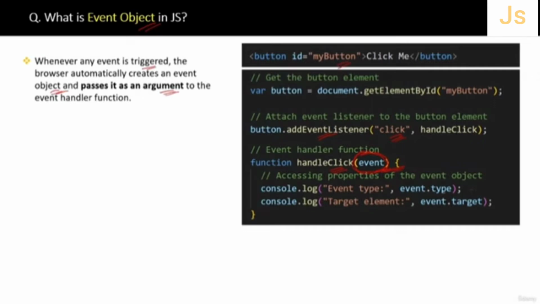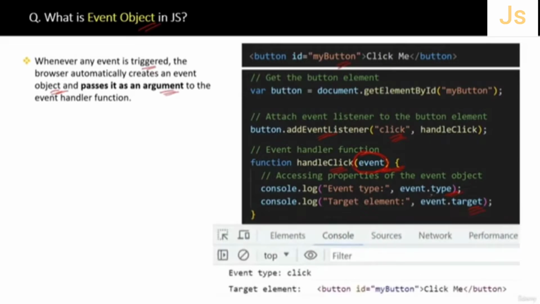Okay. Now the question is when we need it, right? For example, if you want to get some information about the event that is just triggered, then you can use it. Like here, you can get the type of the event, or you can get the target of the event on which the event is triggered. So basically, if you see the browser console, then this event object will get the event type as click. So that is the information you are getting. And it will get the whole target element of the event like this. So that is the benefit of the event object. Okay, that is giving you information about the event.